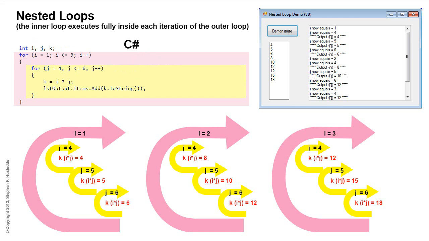Here is the same structure done in C#. Our outer for loop starts with I equaling 1 and continues as long as I is less than or equal to 3, and each time through the loop we're incrementing I. And then our inner loop, j is going to start out with the value of 4. It proceeds for each iteration while j is less than or equal to 6 and increments once through each iteration. And our same output: k equals I times j.